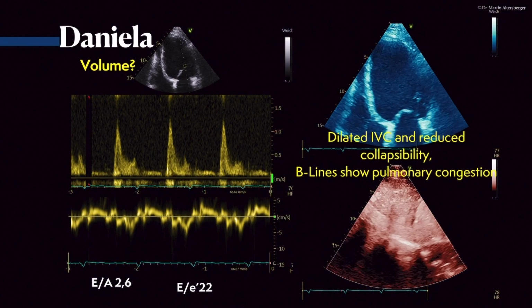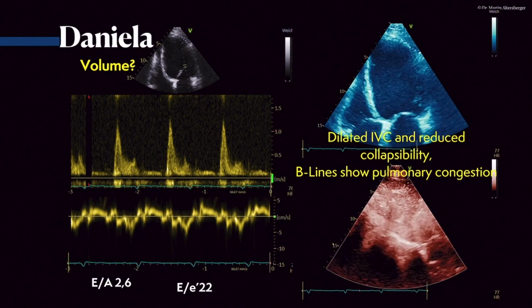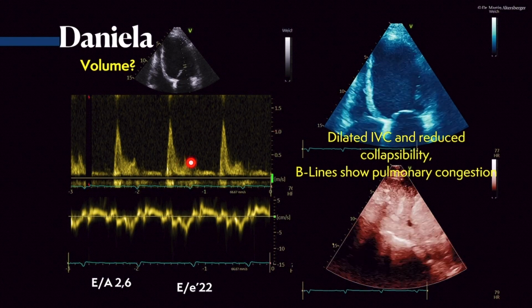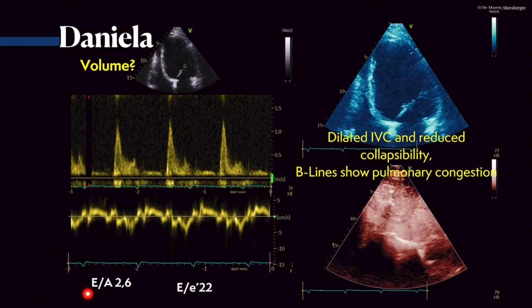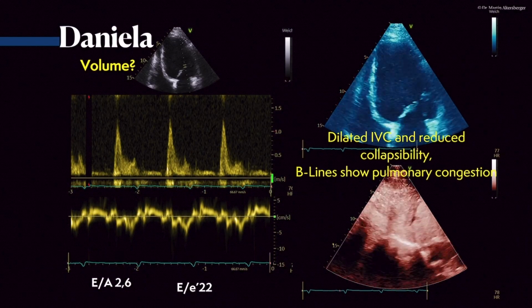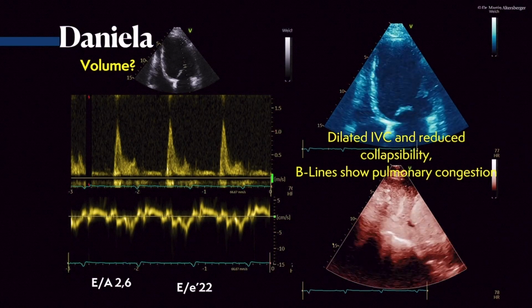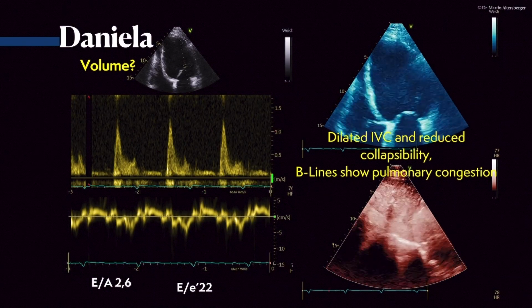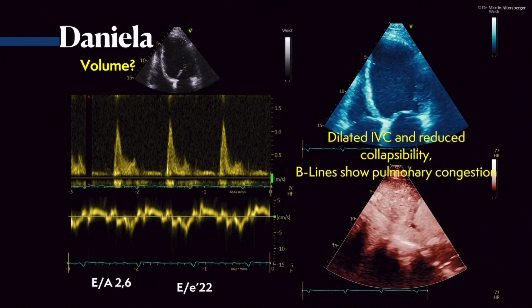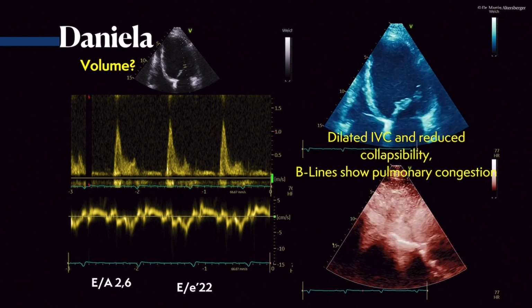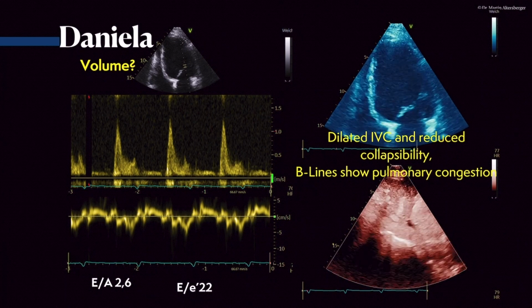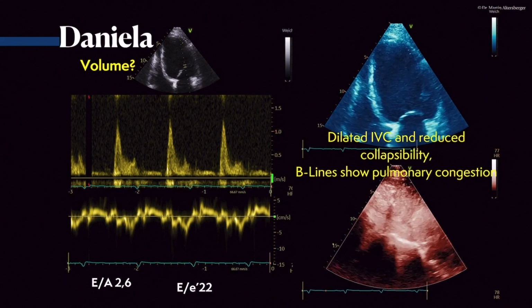Daniela, does she need volume? Well, clearly no. This is a so-called restrictive filling pattern. E to A exceeds 2. This is actually 2.6. And in terms of diastolic dysfunction, this is diastolic dysfunction grade 3. What is more important, this is a case of restrictive filling, which always equals elevated filling pressures.